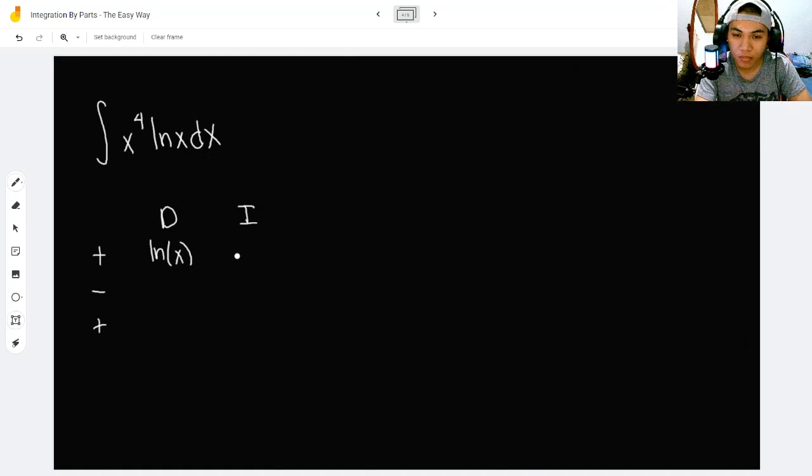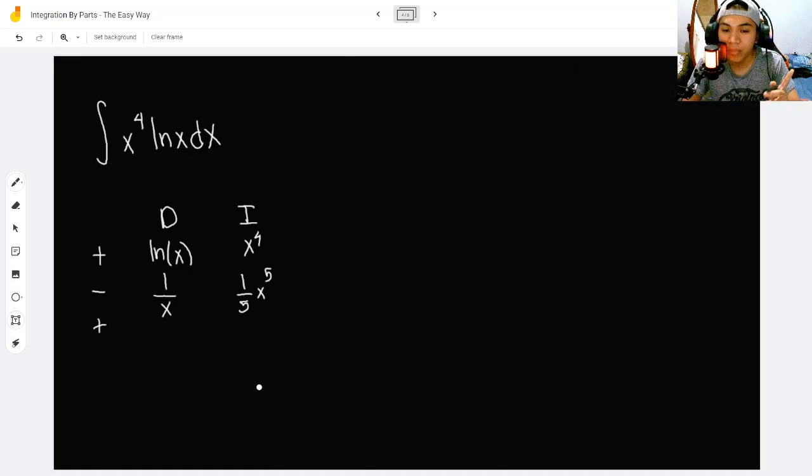Right? And then we shall integrate x to the fourth power. Okay? Let's compute this in our head. So the derivative of ln of x is 1 over x. The integral of x to the fourth power using the power formula is 1/5 x to the fifth power. Alright? And what have you noticed?